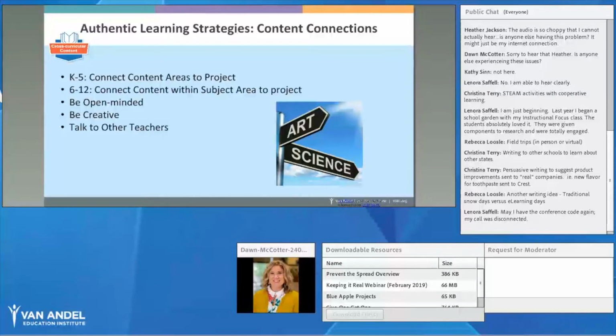Some great pieces of advice as you're starting to do that is to be open-minded, be very creative, and talk to other teachers. Maybe there's a way that you can collaborate and connect with the art teacher or the science teacher or the math teacher in your building and work together to create this project.